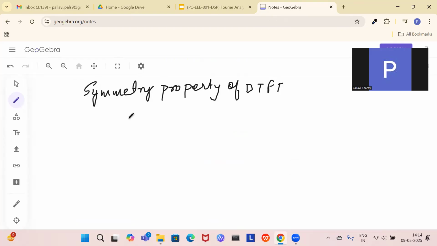The first property says that x star n. What was x star n? Conjugate, right? If you take the DTFT of this, it is going to become what? X star e to the power of minus j omega. Okay. The next is x star minus n.